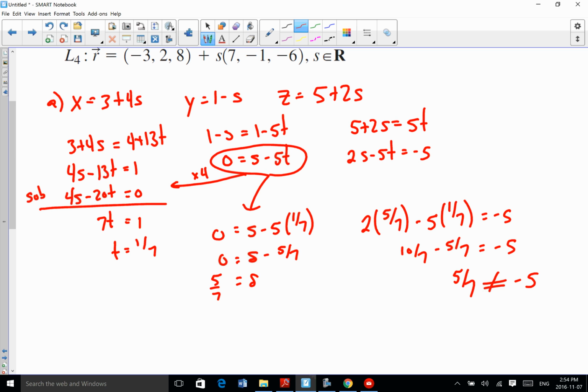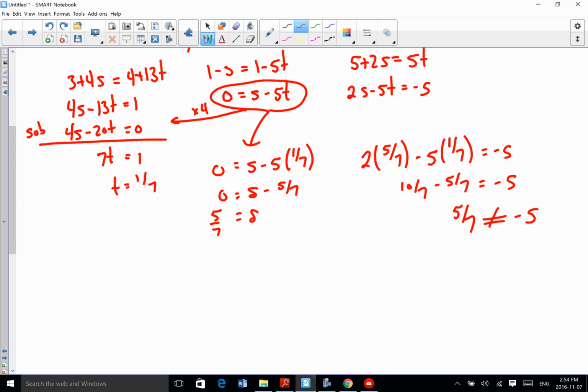So what's that telling me about these two lines? I thought they would meet at 1/7 and 5/7, but when I tried my third equation, it turned out those parameters didn't work. So this is your fourth option, right? Option 1 was they're parallel. Option 2 was they're coincident. Option 3 is they meet at a point. Option 4, which you've come across here, these are skew lines. They don't meet at all. Okay?